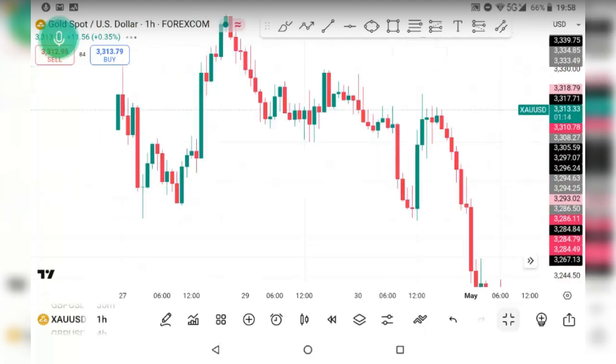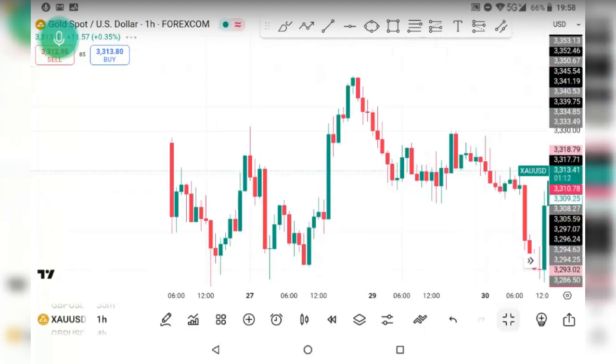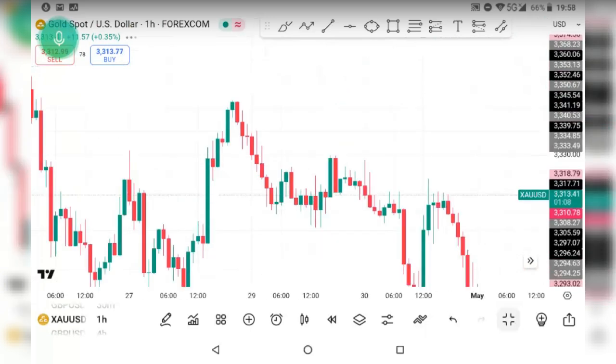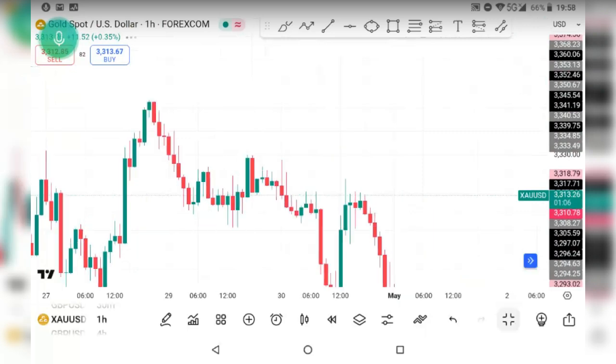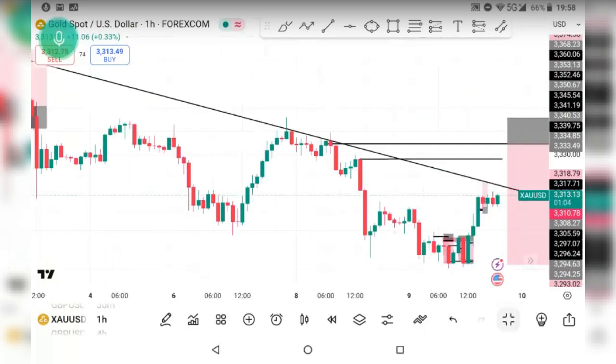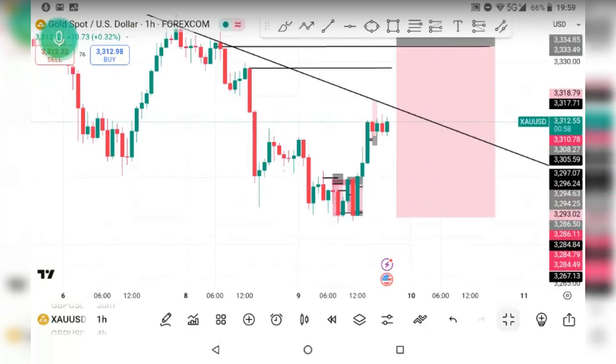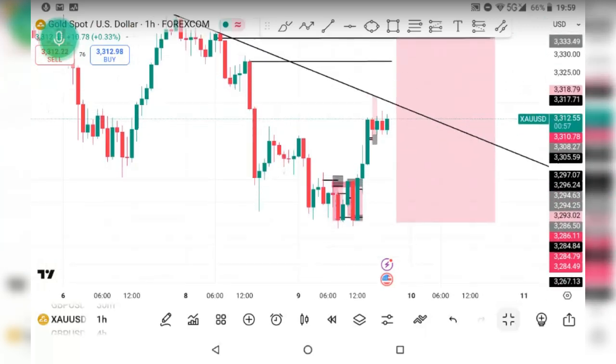Looks like we'll be going lower. So let's go lower. Let me show you how this works. Let's go to the 5 minutes, because they are very easy to spot on the 5 minutes.